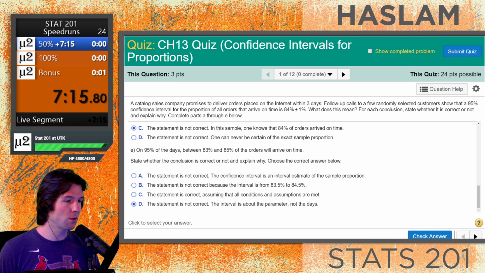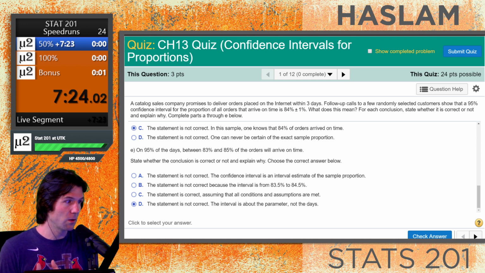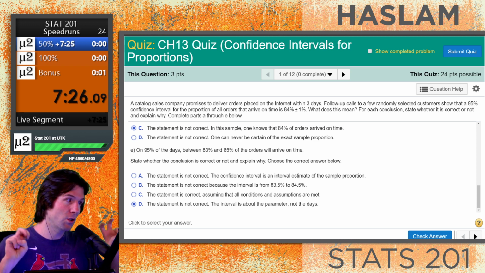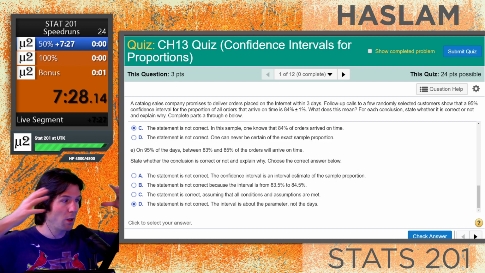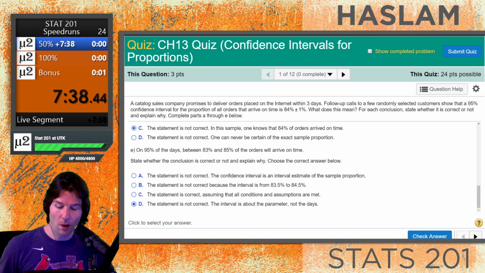When you say the parameter of interest, it's like, I want to understand the proportion of my customers that get their orders within 3 days. So your population is your customers, and your parameter of interest for the population would be the proportion of people who get their orders within 3 days. So that's why we say, I am 95% confident that the true proportion of customers that get their order within 3 days.